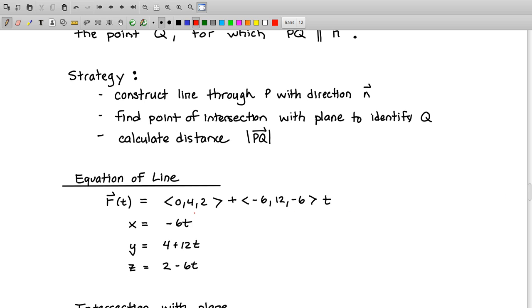All right, so here's our point P. Here's our direction vector N. And so here's our vector form of a line. And here's our parametric form. X, the first component of R, equals 0 minus 6t. Y is 4 plus 12t, and Z is 2 minus 6t.